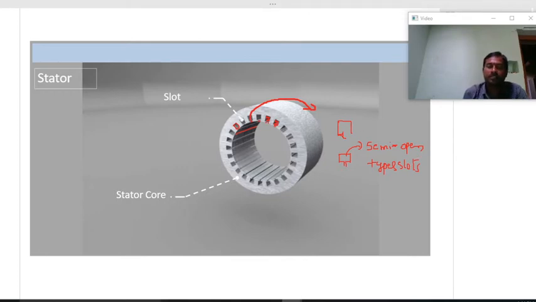So let me give the classification. I will show the difference. Different types of slots will be there. First one is open slots. Second one is semi open, and another one is closed slots. So these are the three types of slots available. Open type slots are not preferable in induction motor, because open slots will be like this.